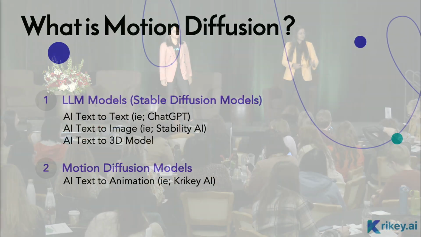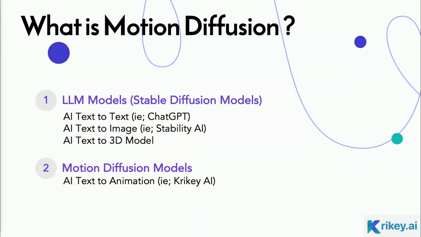And so what is motion diffusion? You've probably heard a lot about LLM models. These are text-to-text, like ChatGPT, or text-to-image, like Stability AI. There are also a lot of AI text-to-3D model companies on the market today. Ours is motion-based.